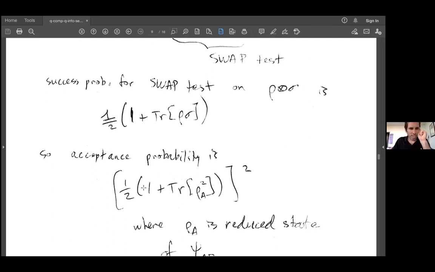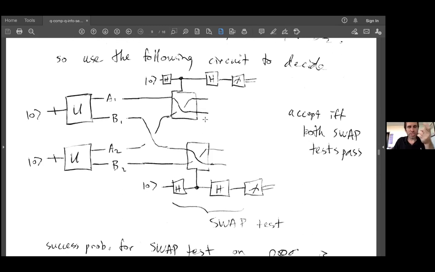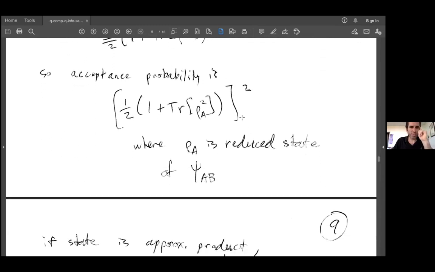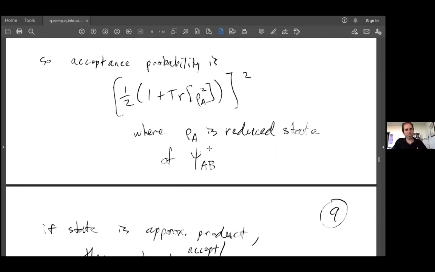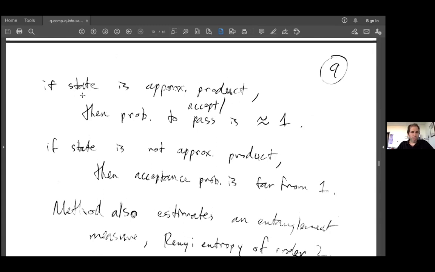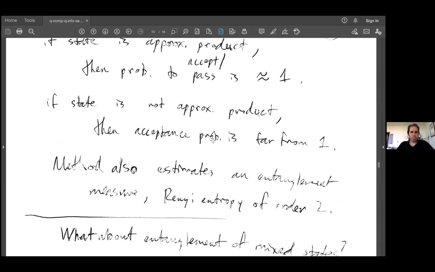Because this is the probability for a single swap test to pass, like this one. And these are independent swap tests. And so the overall success probability is the square. Okay. And this rho A is the reduced state of psi B. So the way this works is that if the state is approximately product, then the probability to pass the swap test is going to be near to 1. And if it's not approximately product, the acceptance probability will be far from 1.